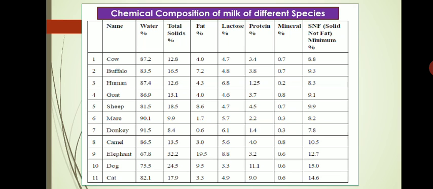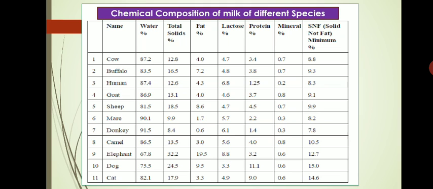Then buffalo has 83.5% water and 16.5% solids. So it has a high fat content. If you see, besides sheep, buffalo has the highest fat content. Then it contains 4.8% lactose, then 3.8% protein, then minerals, which, as you know, are present in very trace amounts, and solid not fat is present at around 9.3%.